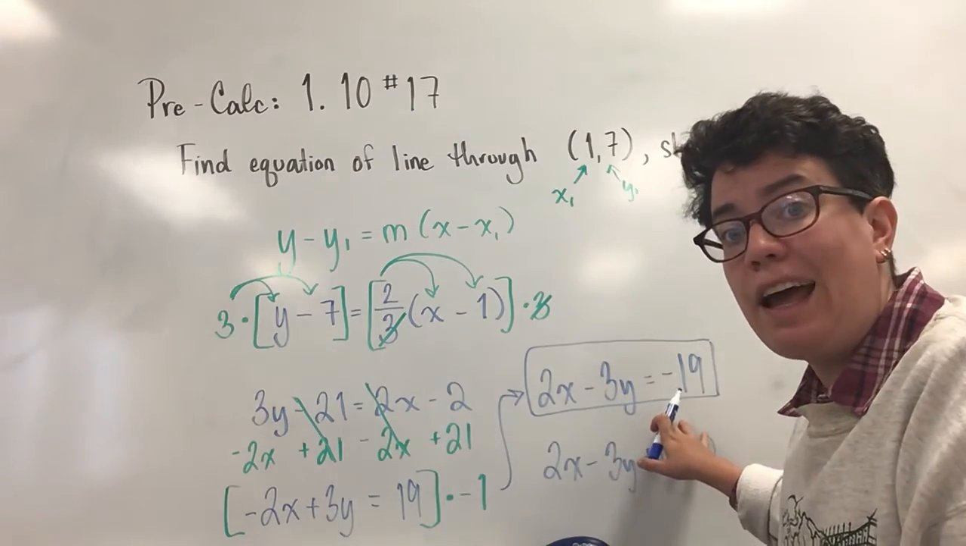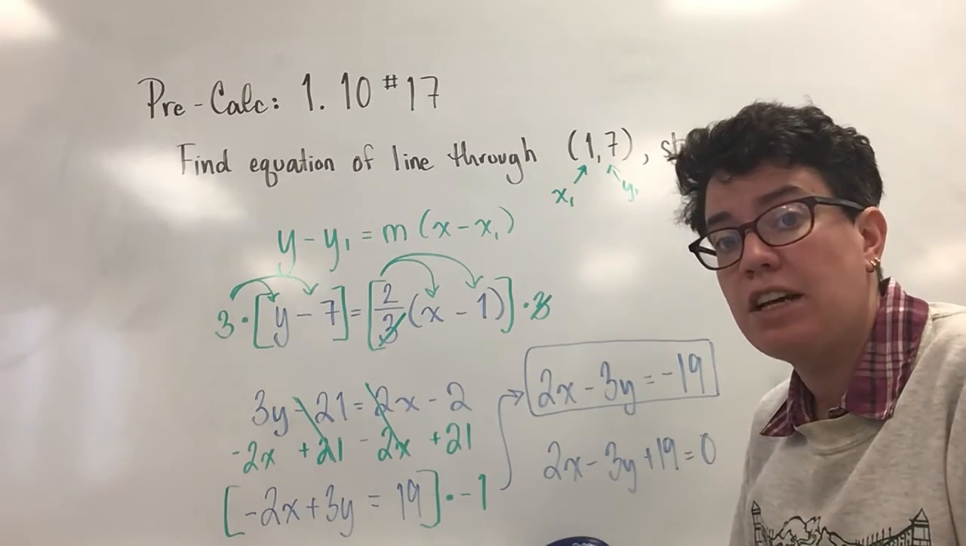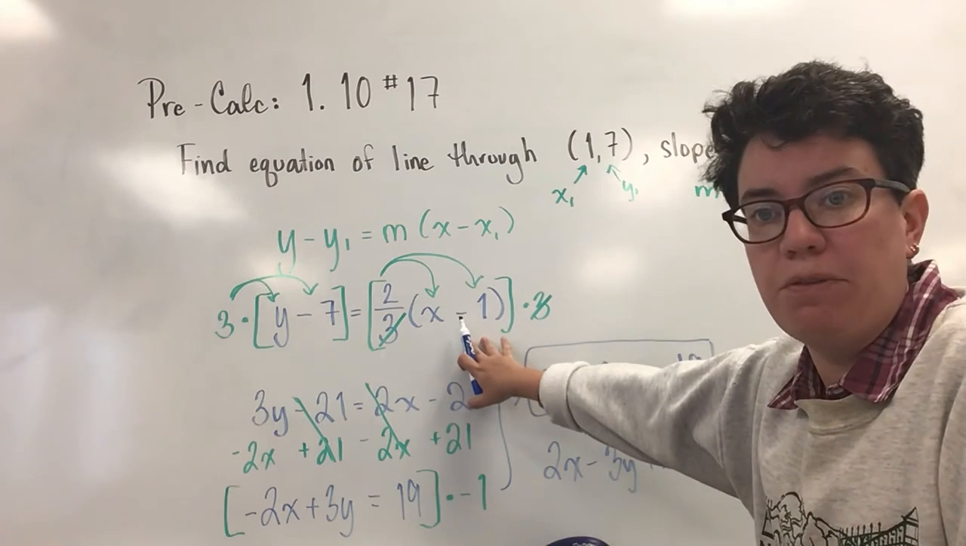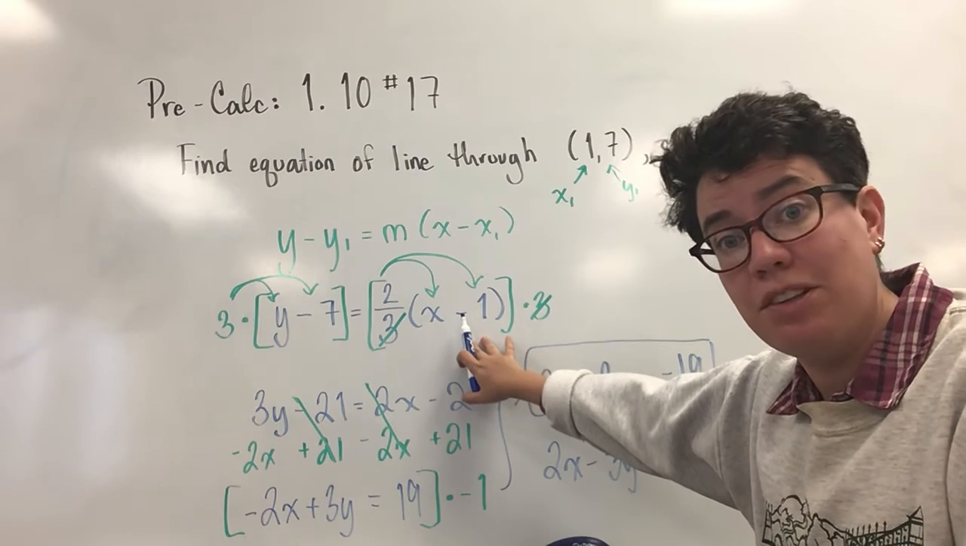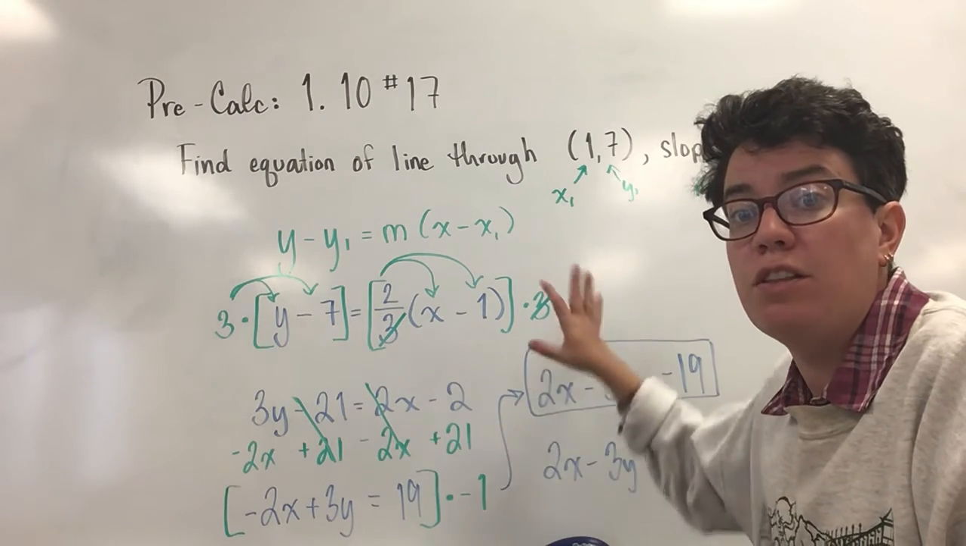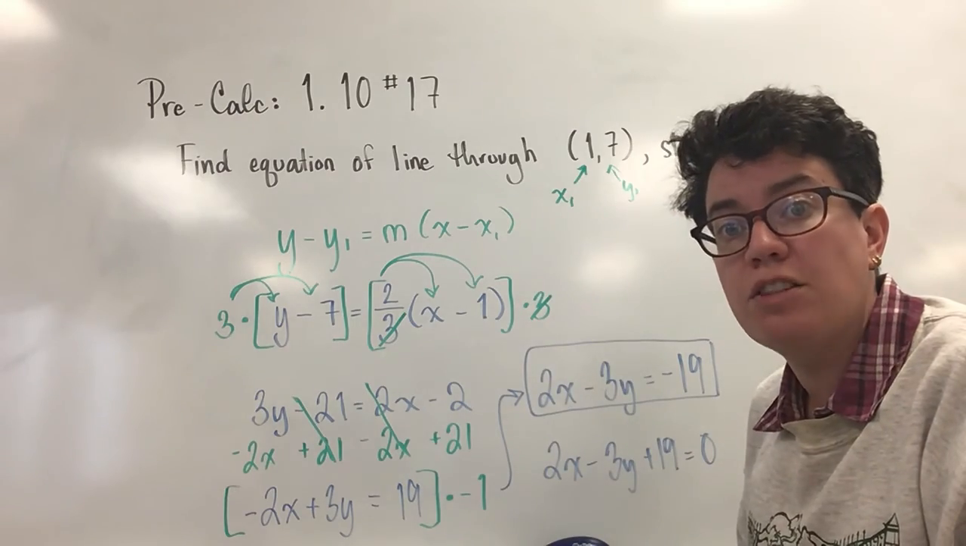So this act of translating between the different types of lines is really helpful. While this blue equation that we had right here in point slope form is absolutely fine, it's really helpful to be able to convert between this and then of course the third form, slope intercept.